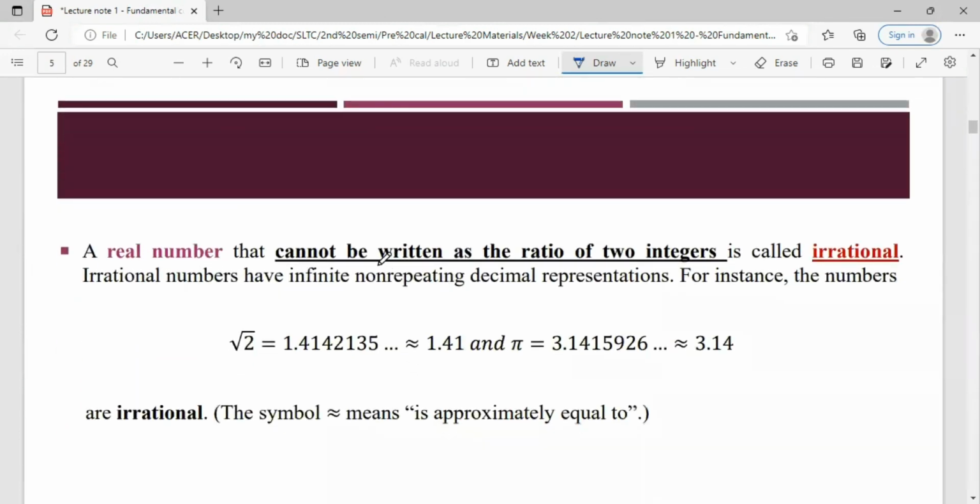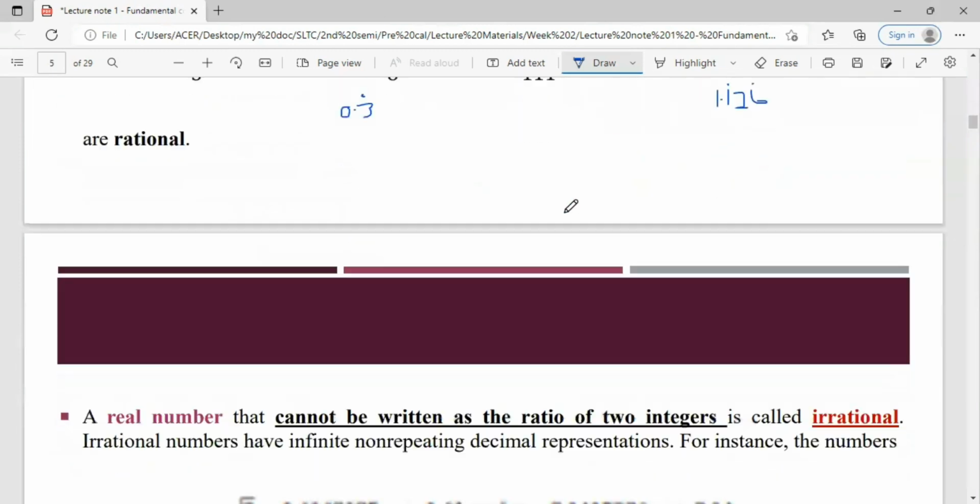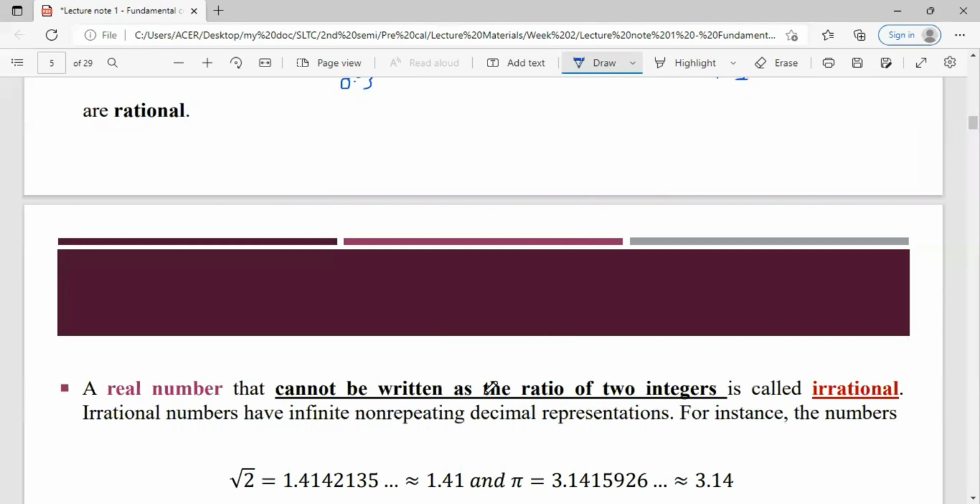Irrational numbers. A real number that cannot be written as the ratio of two integers is called irrational. Irrational numbers have infinite non-repeating decimal representation. So do you understand? A rational number, we can write as a ratio of two integers. මෙන්න මේ විදිය අනුපාතයක් විදිහට අපිට rational numbers ලියන්න පුළුවන්. But irrational numbers cannot be written as the ratio of two integers, right? මේ irrational numbers වල අපිට බෑ ඒක අනුපාතයක් විදිහට. කියන්නේ integers දෙකක අනුපාතයක් විදිහට අපිට ලියන්න බෑ.